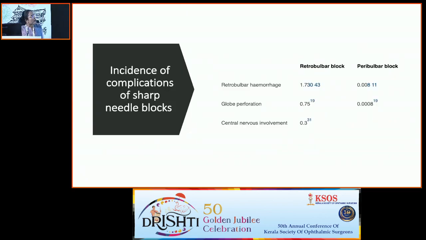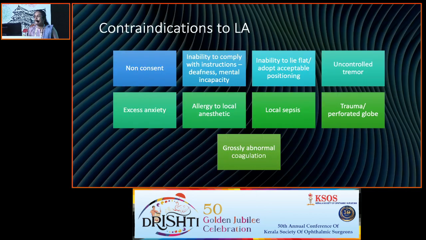Now, the incidence of complications, if you see the numbers, is very low, but considering the huge amount of cataract surgery being done, the absolute values can be significant, especially in training centers. Now, the contraindications to LA: when the patient is not consenting, not able to comply with instructions, not able to comply with acceptable positioning in the OR, if there is an uncontrolled tremor or anxiety, if there is allergy to the local anesthetic agent, grossly abnormal coagulation, sepsis in the area, and in cases of trauma with a perforated globe.